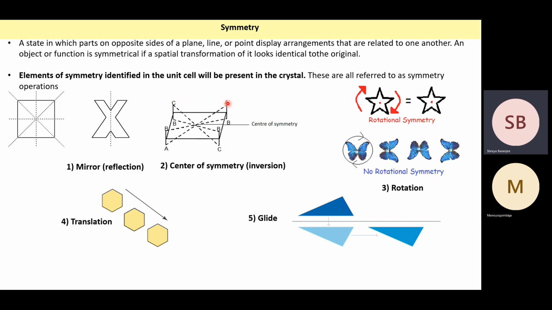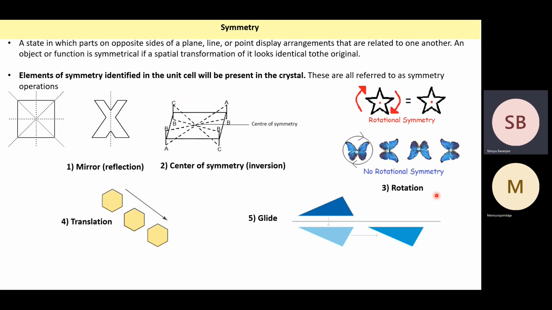Similarly, if I start from A, I should find the same atom A at equal distance on the opposite side of the center of symmetry. So like this, starting from each atom, we should find another similar atom at the opposite side of the center of symmetry. And then we will call it inversion symmetry or center of symmetry.